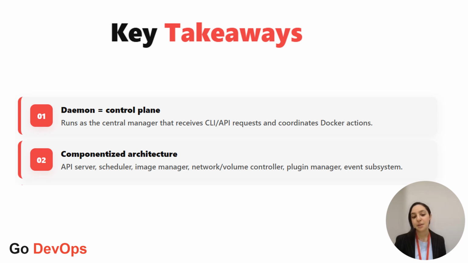So what you need to take away from this video is, first of all, that the Docker daemon is the control plane of Docker. It receives commands and orchestrates the container lifecycle. It's built on a modular architecture with separate components for the API, the image, the network management, plugins, and events. We also have containerd and runc that handle the actual container execution and isolation. So it's more of the data plane of Docker.